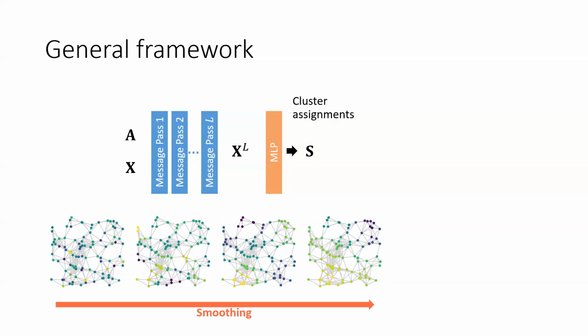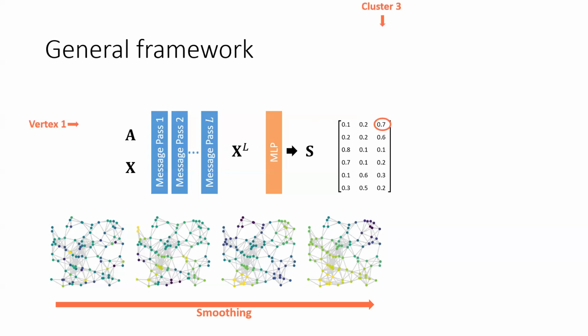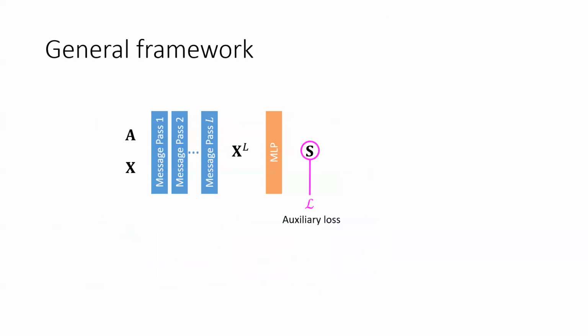So how does the matrix S look? It is a matrix where every row indicates the membership of each node to the different clusters. For example, this entry indicates that vertex 1 has a membership of 0.7 to cluster 3. Clearly, the amount of membership is limited and is the same for each node, meaning that each row in S must sum to 1. The soft cluster assignments already account for the node features, but that is not enough.